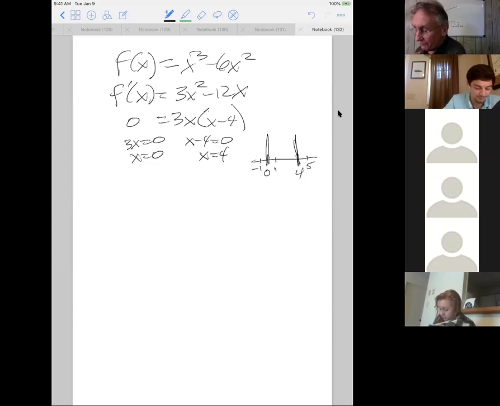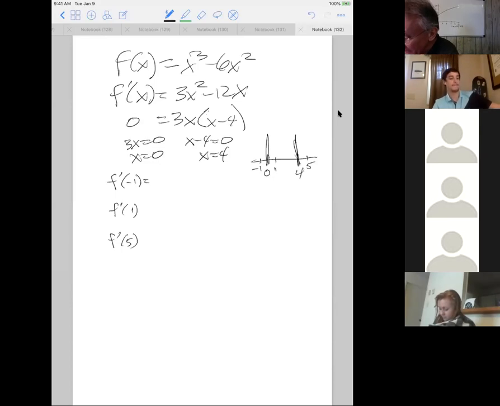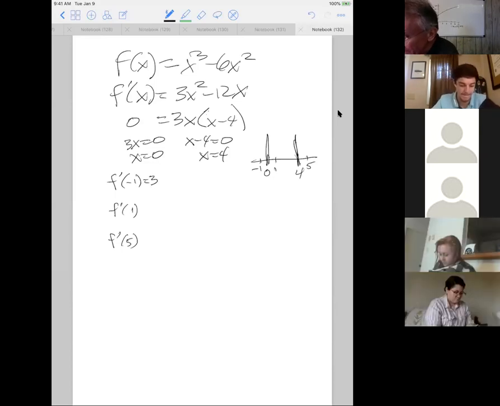And remember, you're trying to find the slope to the left, in the middle, and the right. So we're going to plug into f prime of x. We want f prime of -1, f prime of 1, and f prime of 5 to determine those slopes. f prime of -1 is 3 times -1 times -1 minus 4, equals -3 times -5, which is equal to 15, which is positive. So this is positive over here.